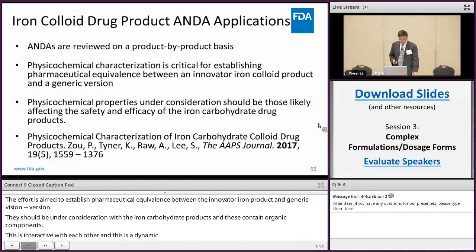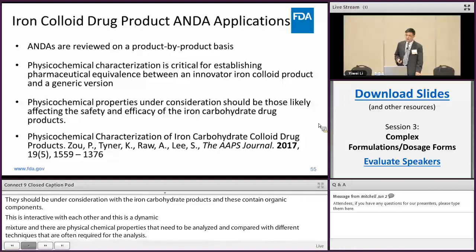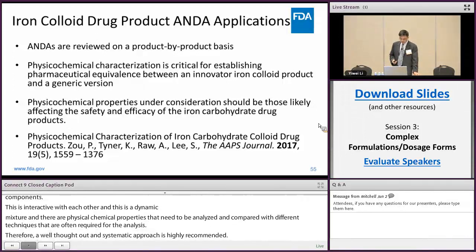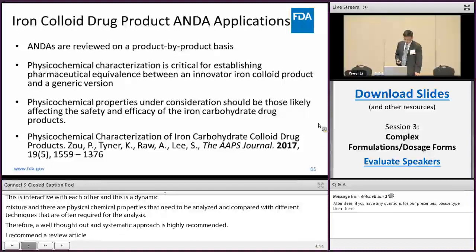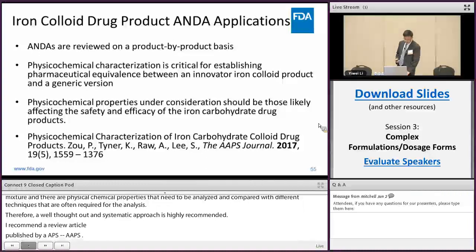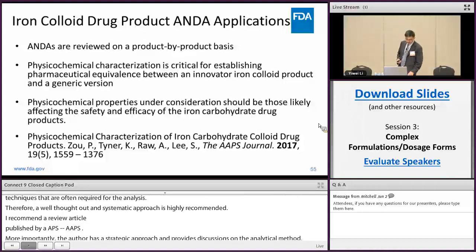Here I recommend a review article published last year by AAPS. This article summarized literature reported techniques for the physicochemical characterization. More importantly, it offered a strategic approach to the characterization and provided discussions on the analytical method validations and data interpretation. It is, in my opinion, a great article to reference if you're interested in characterizing these iron colloid drug products.